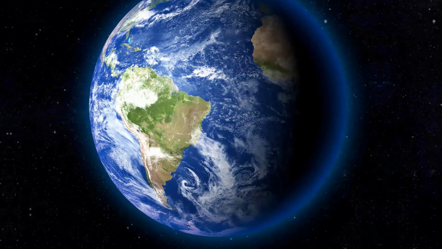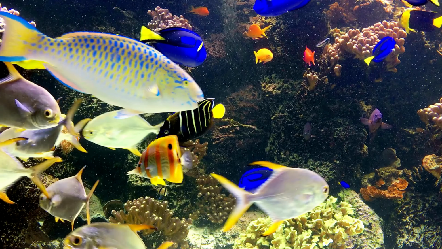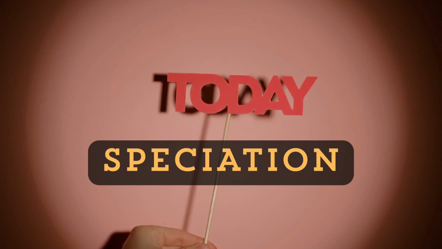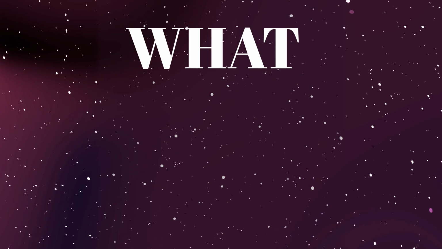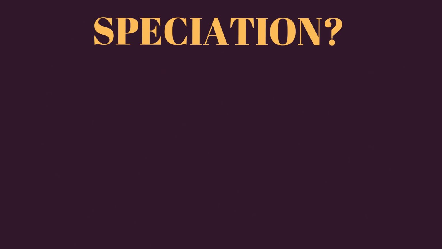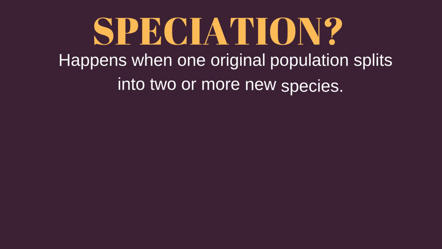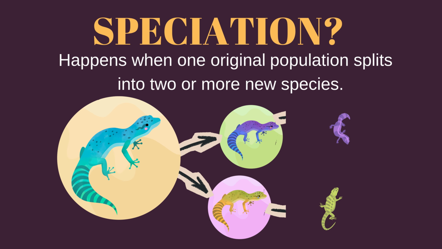The million-dollar question: How did Earth end up with hundreds of thousands of different species? How did we end up with so much biodiversity on this planet? Today, we're talking about speciation, the process that makes all of that possible. So first off, what is speciation? Speciation happens when one original population splits into two or more new species. Basically, one species turns into multiple species over time.